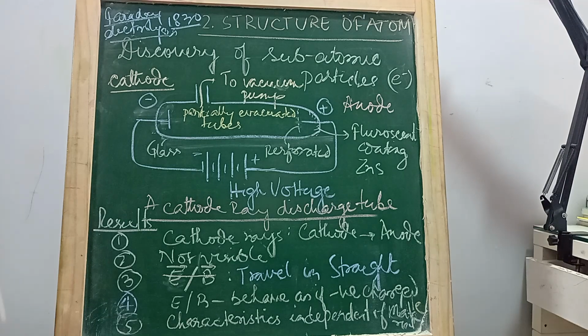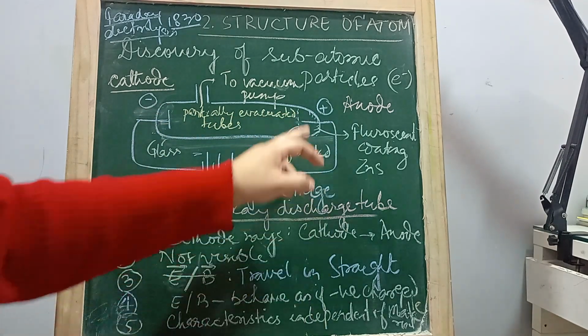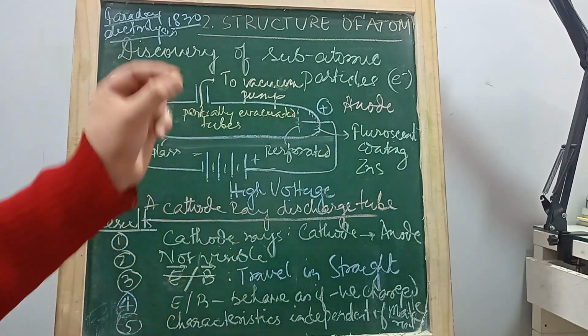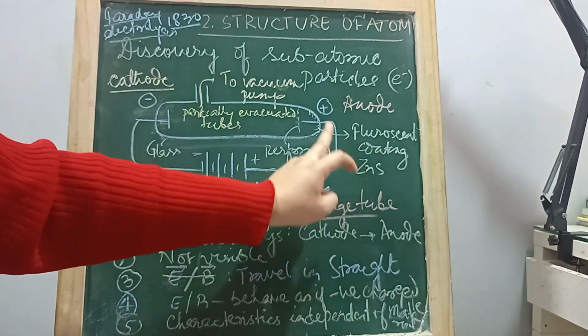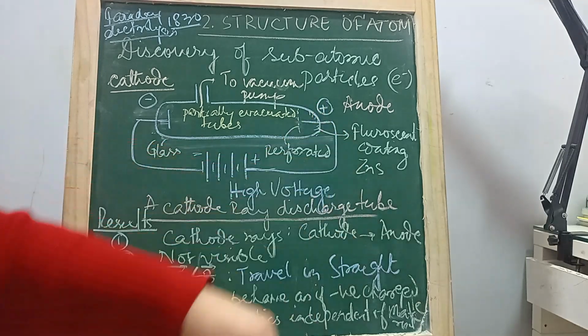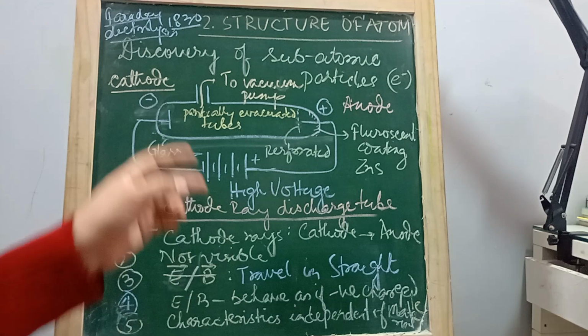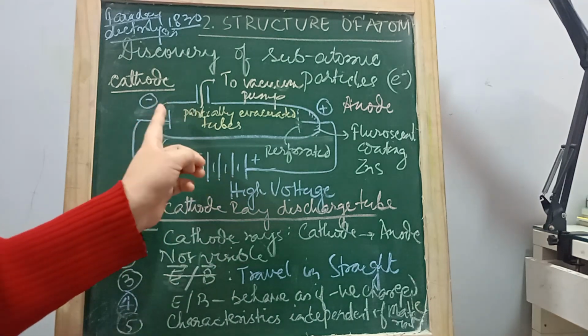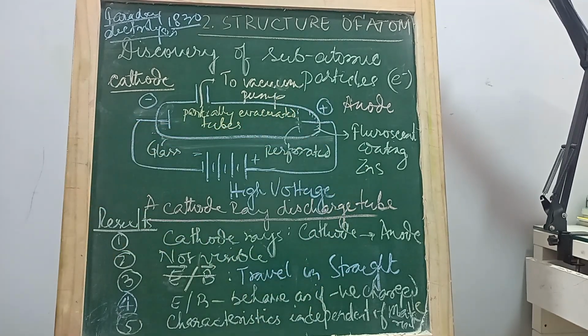So something got emitted from here which was not visible, and the anode was made perforated. Many holes were made, and one fluorescent coating was made at the end of the tube. It was made of zinc sulfide, and it glows. So something was emitted from the cathode, which traveled straight, and when it hit the fluorescent coating, it glowed. So let's sum up the result of this experiment.